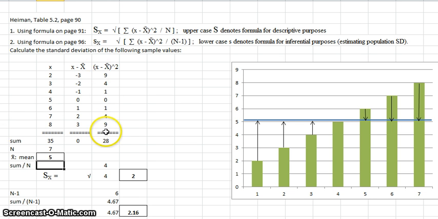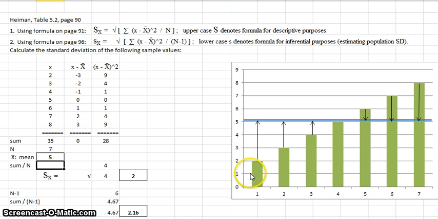I've now filled in the remaining numbers because it would take too much time to do them slowly. But the first thing we do is ask, what is the deviation of each item from its mean? So the first data item is 2, the mean is 5, 2 minus 5 is negative 3, 3 minus 5 is negative 2, and so on. And so these are the individual deviations from the mean.